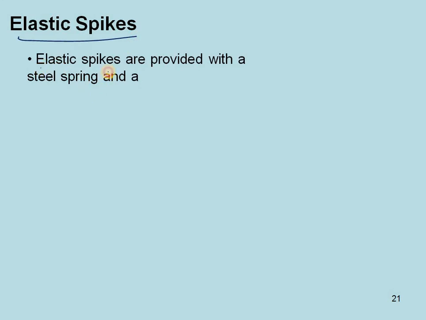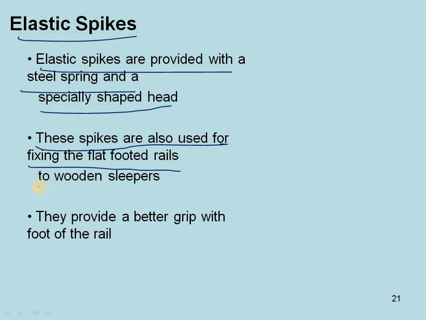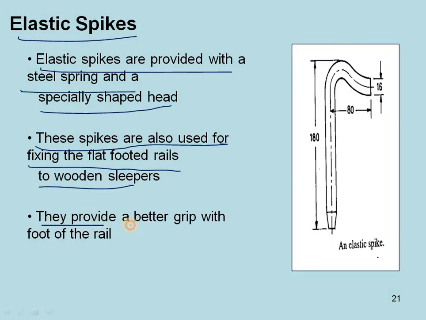And elastic spikes are provided with a steel spring and a specially shaped head. These spikes are also used for fixing the flat footed rails to wooden sleepers, and they provide a better grip with the foot of the rail. So this is an elastic spike, we can see. This is the head which is to catch the top of the bottom rail with a fine grip. So it is used for the fixing of flat footed rails. So they provide a better grip.